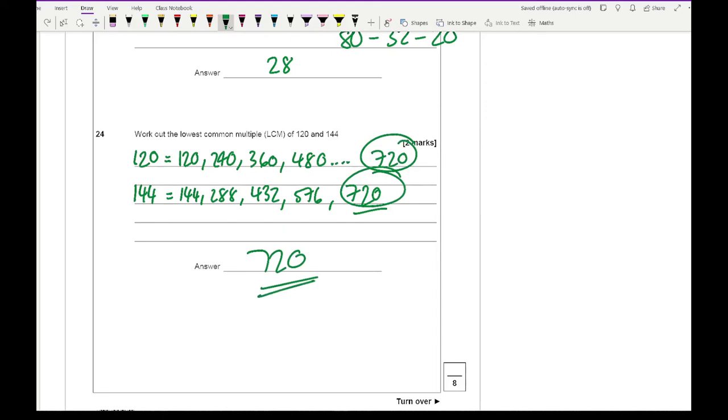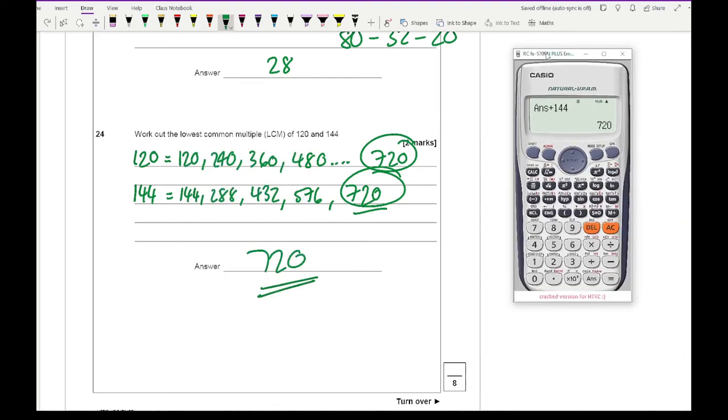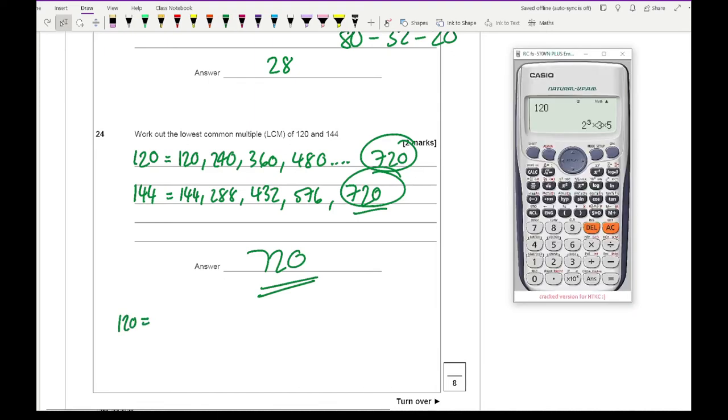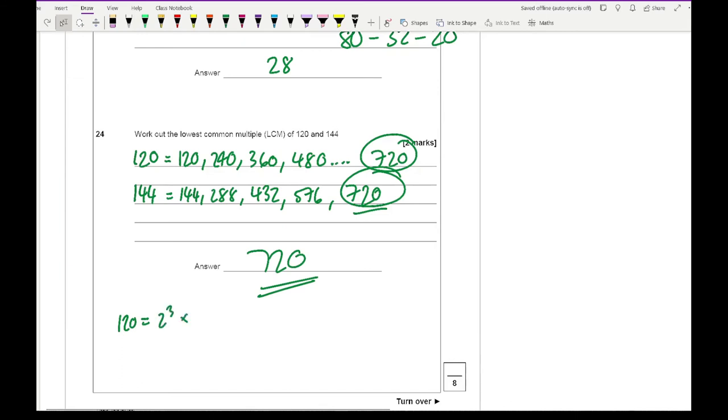Now you might find the product of primes if you've got a calculator that's got a fact button. So for example, as you can see on this particular calculator, if I enter 120, press equals, then press shift and fact, it gives you my number as a product of its primes. So here 120 equals 2 cubed times 3 times 5, or 2 times 2 times 2 times 3 times 5.